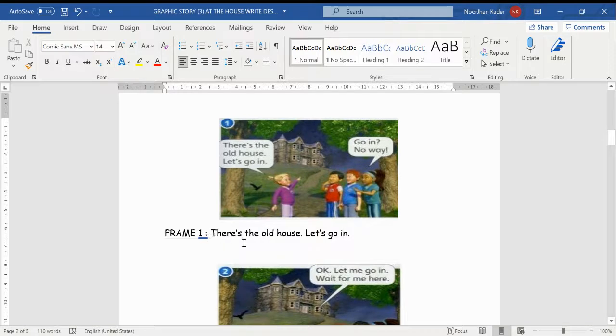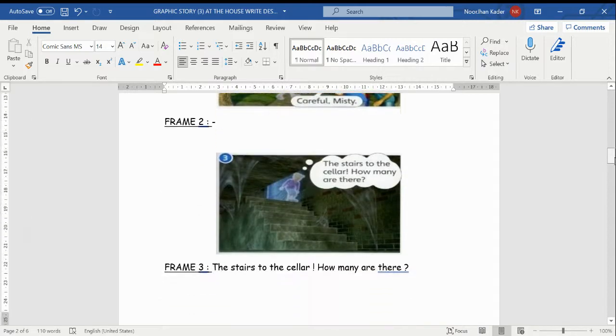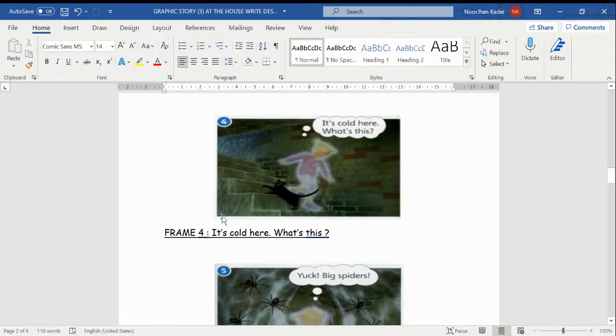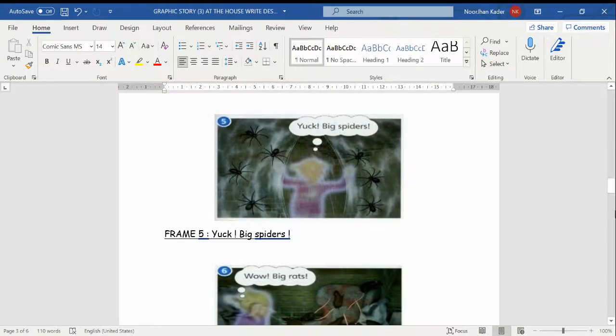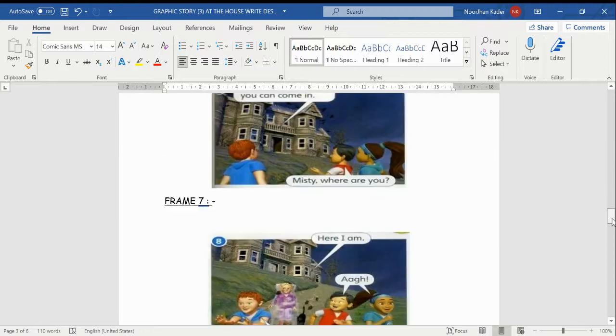The frame one, there's the old house. Let's go in. Okay, the stairs to the cellar, how many are there? It's cold here. What's this? Yuck, big spiders. Wow, big rats.